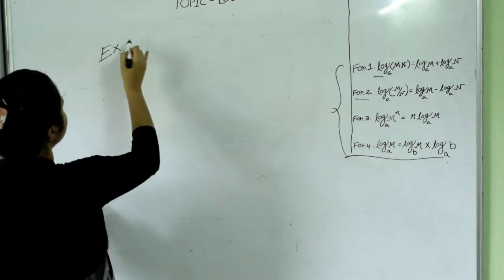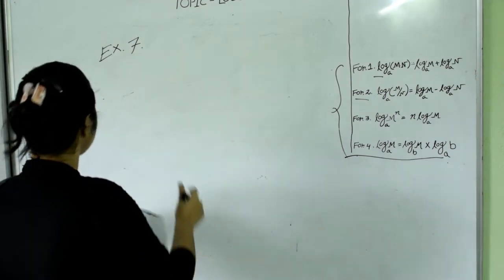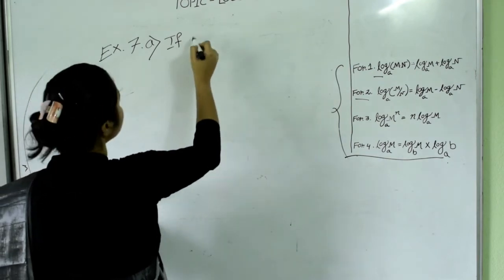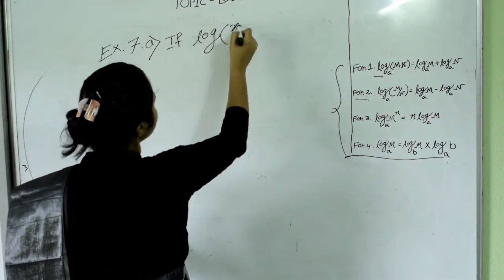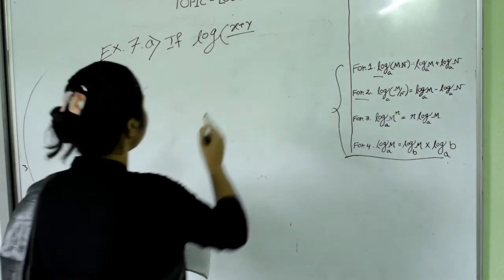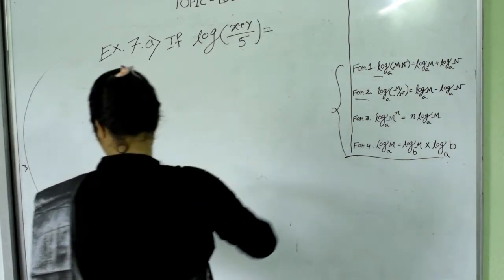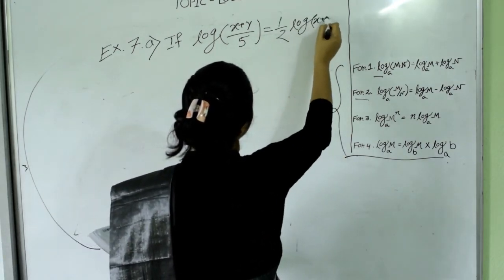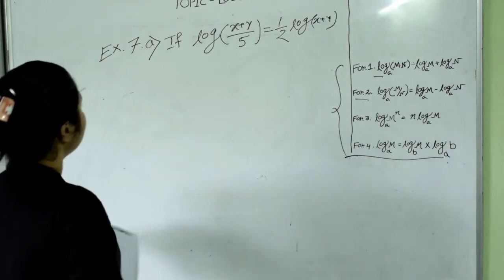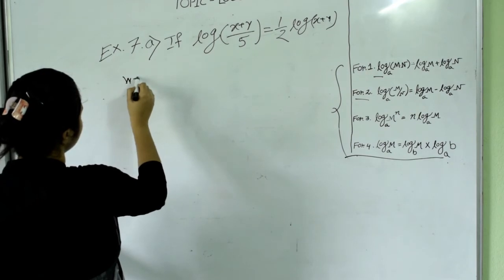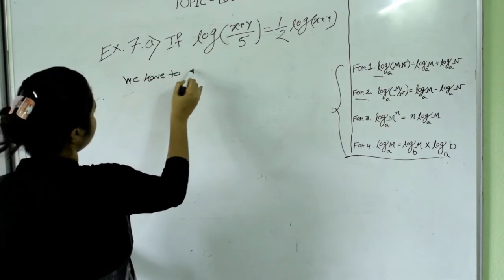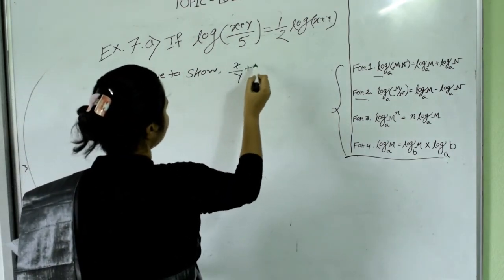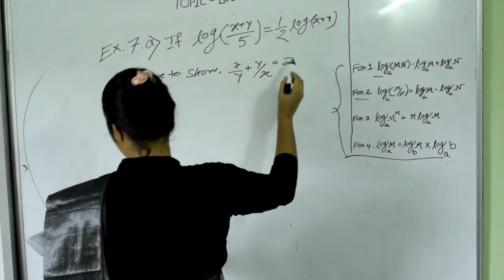Next, example 7a. If log of (x plus y) divided by 5 is equal to half of log x plus log y, then we have to show that x by y plus y by x is equal to 23.